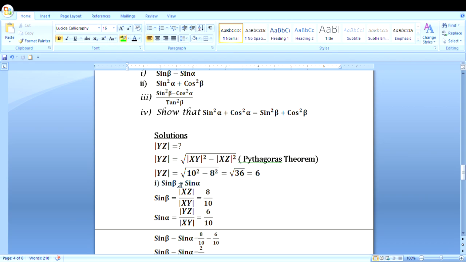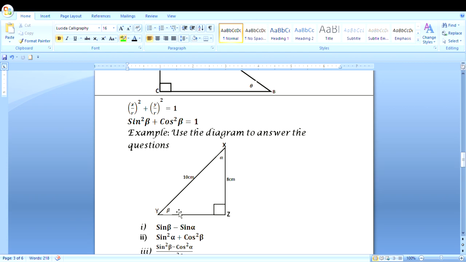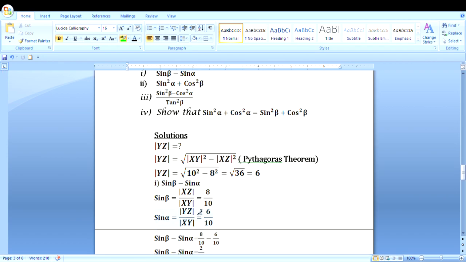So here, sine beta minus sine alpha. Let's look at sine beta from the diagram, which is xz over yz. Now, sine beta here, look at beta here. Sine is opposite over hypotenuse. The opposite of this angle beta is xz, which is 8 centimeters, and the hypotenuse is xy. So you can see that the ratio of sine beta is this.